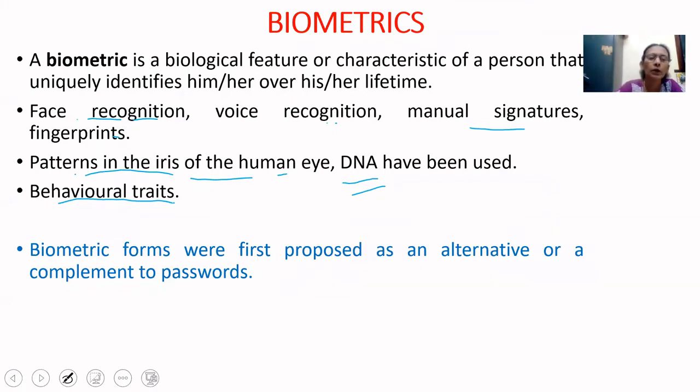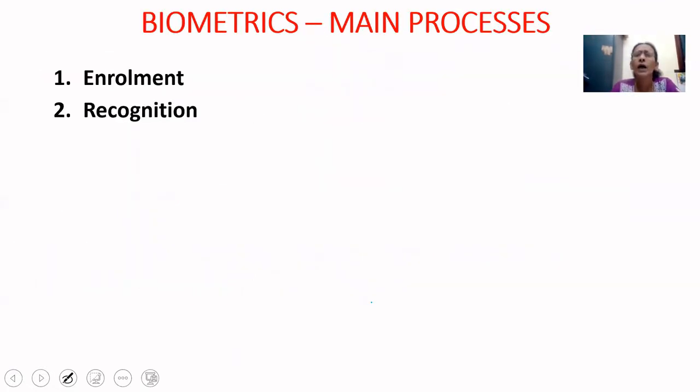Now, biometrics were proposed as an alternative or complement to passwords. Where are we using passwords? Passwords are being used for access control. So in such cases, instead of a person entering a password, we can use these biometrics. There are mainly two processes involved in biometrics. The first is enrollment and the next is recognition.